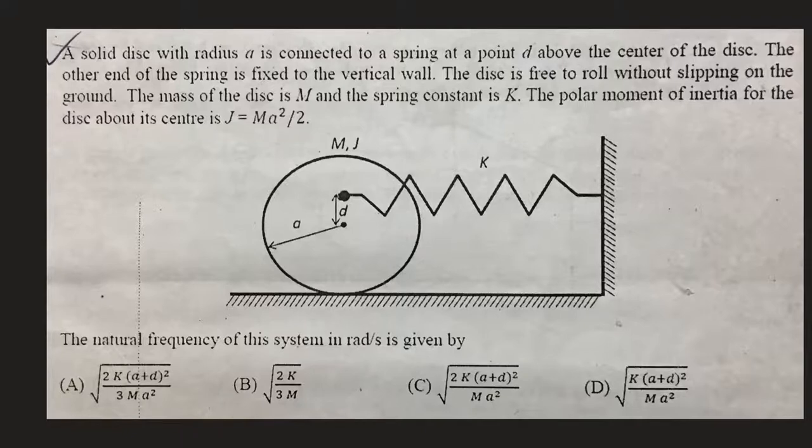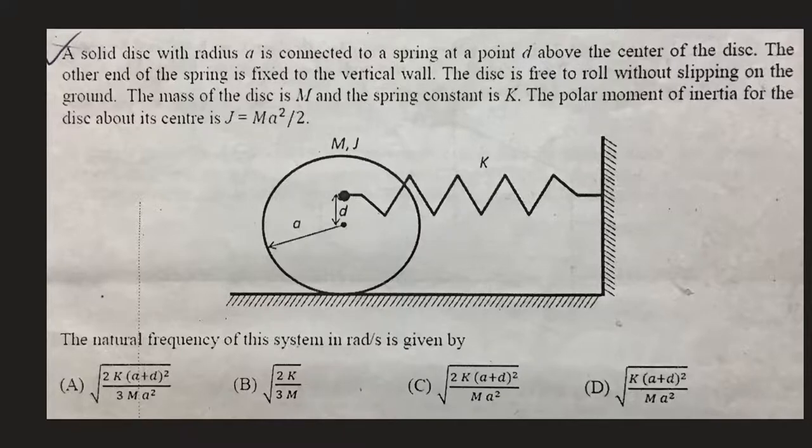Now, see, in this problem you have a disk. The disk is connected to the wall using a spring as shown here. And the spring is connected not to the center of the disk but at a location which is a little d away from the center of the solid disk.